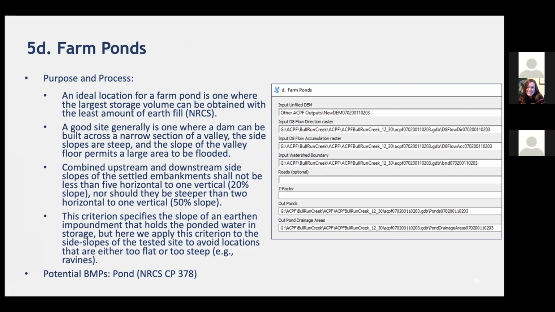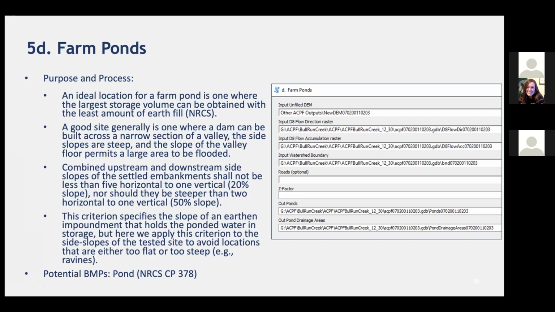So when we think about some of the factors to consider here, we want to be careful about upstream and downstream side slopes of our settled embankments not being less than 5 horizontal to 1 vertical, or a 20% slope basically, or steeper than 2 horizontal to 1 vertical, a 50% slope. So this criterion specifies the slope of that earthen impoundment, but here we also apply this criterion to the side slopes to avoid those locations that might either be too flat or too steep.